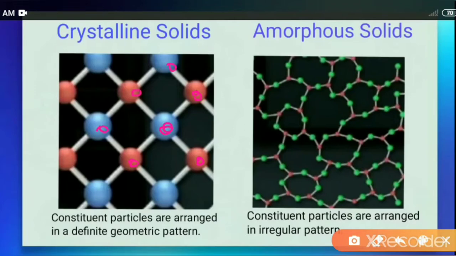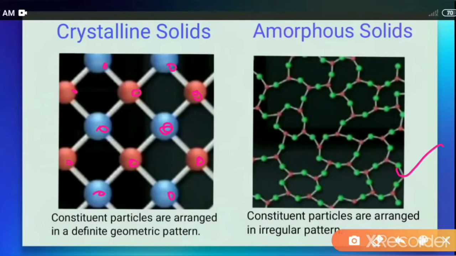Look at this. In this, all the particles are in a regular arrangement. We can say they form a definite geometrical pattern, or we can say these are arranged in a definite order or regular manner. But look at the second picture. In this picture, you can find the particles are not in a regular order. That means they are arranged irregularly.